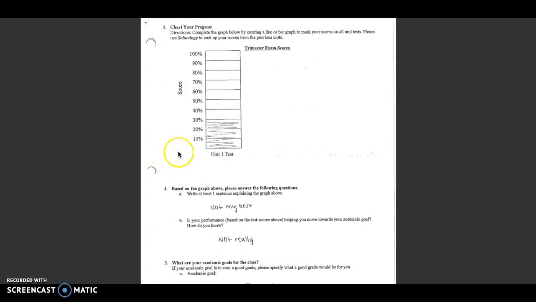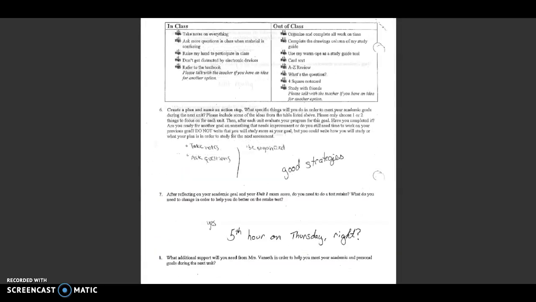Then I asked her to track her progress. Again, the score was pretty low. She knows it's not her best. She set a goal of getting at least a B on the next assessment, which actually is appropriate for this student because she usually does not get very low scores. The strategies that she's going to use for studying for the next unit are taking notes and asking questions and getting herself organized, which I think are great strategies.